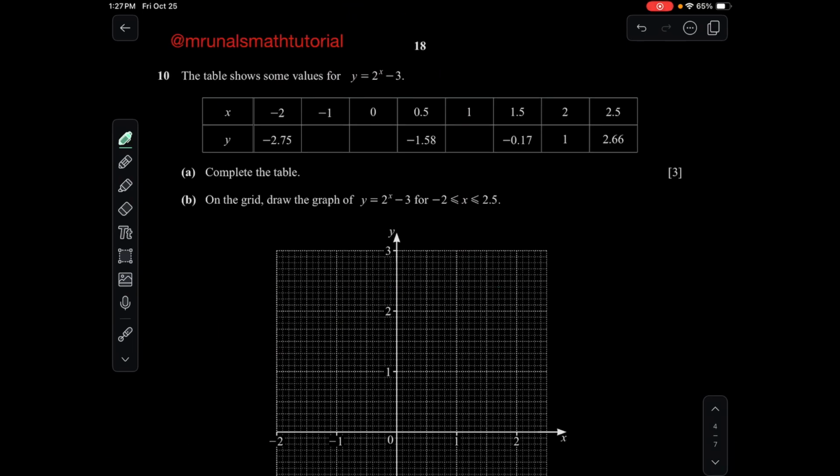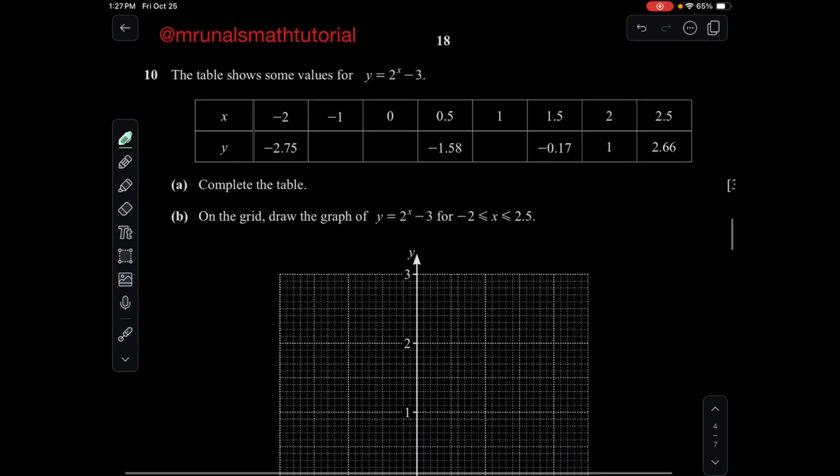Let's look at another example now. Again, it's having 2 to the power of x minus 3. Complete the table of values. Remember that the accuracy here is 2 decimal places. So we're going to substitute in place of x minus 1. So I'm going to have 2 to the power of minus 1 minus 3. It's going to be minus 2.5. Alright, it is just minus 2.5.